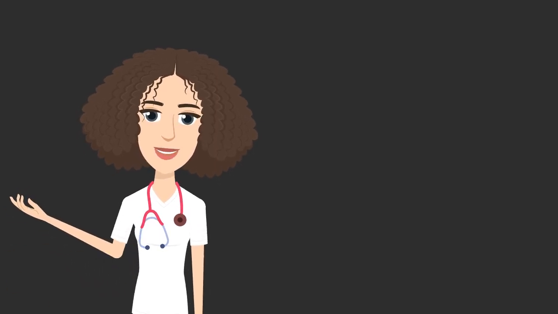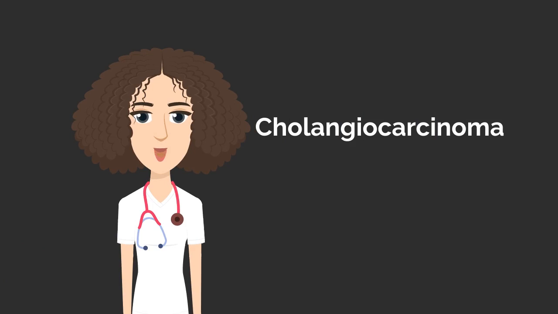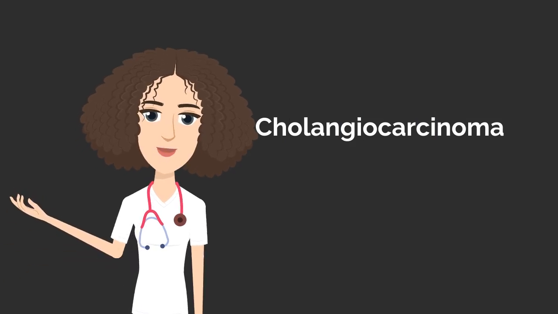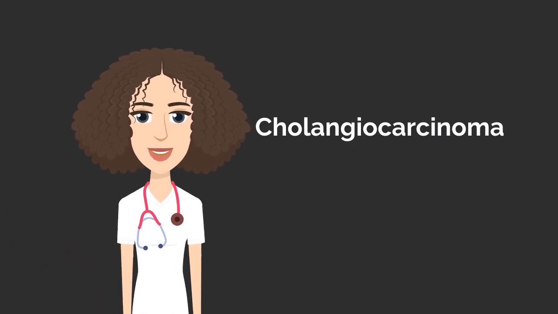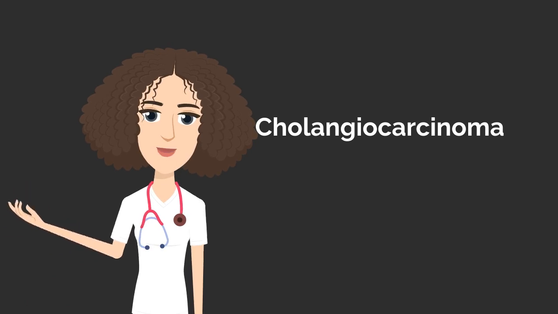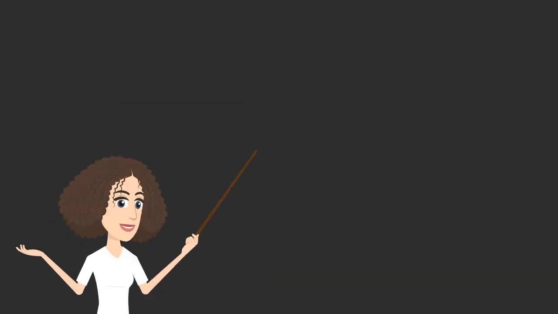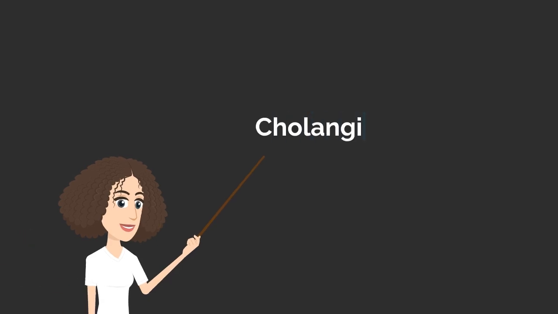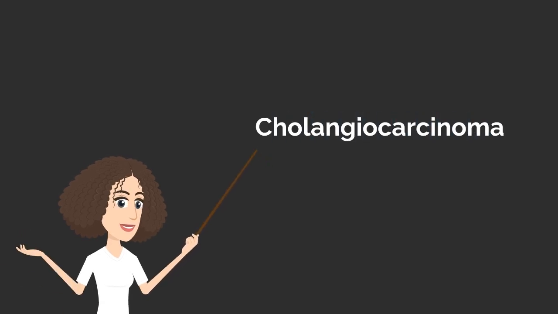There are many cancer subtypes, but today we are going to learn about cholangiocarcinoma, or CCA, which accounts for 3% of cancers of the digestive tract worldwide. So, what is it? First, let's break down the word. Cholangio means the bile ducts, and carcinoma means a type of cancer that forms in the epithelial tissue in our bodies. So, cholangiocarcinoma is bile duct cancer.